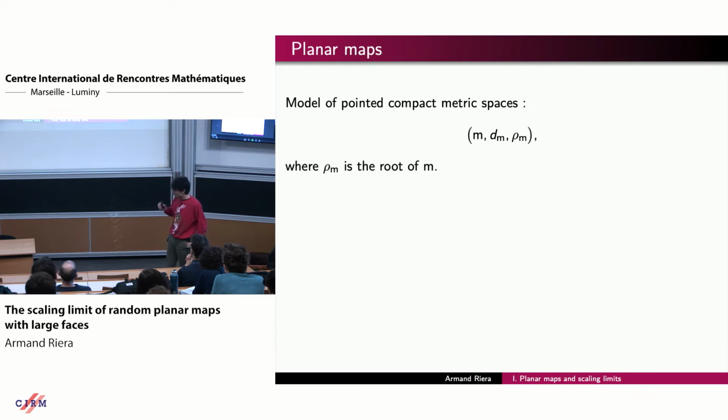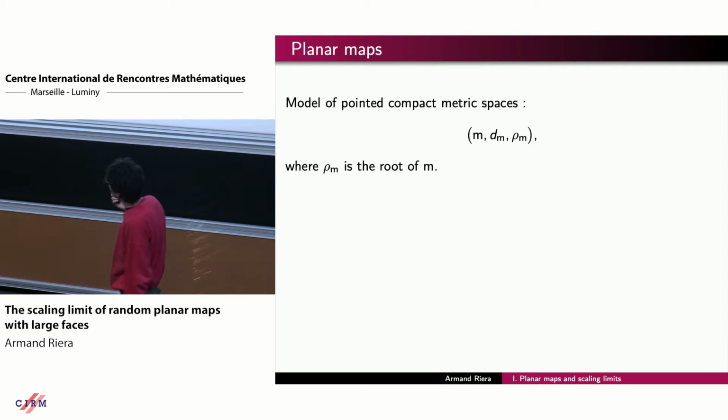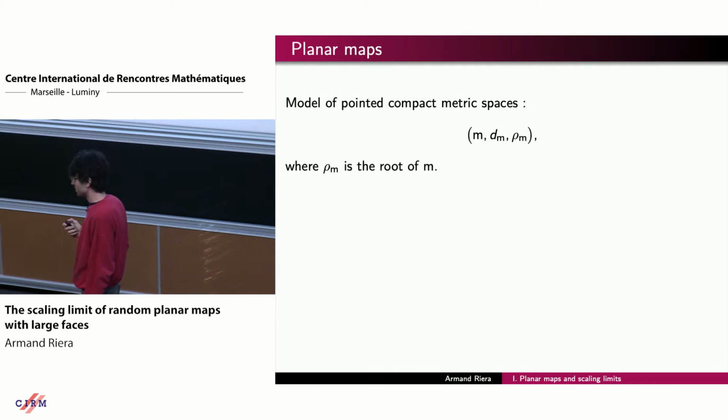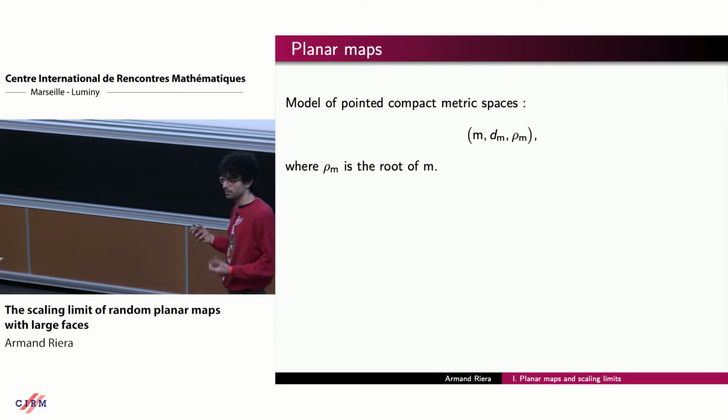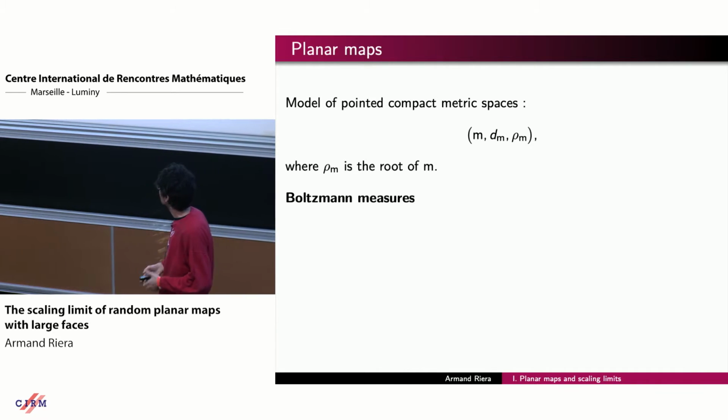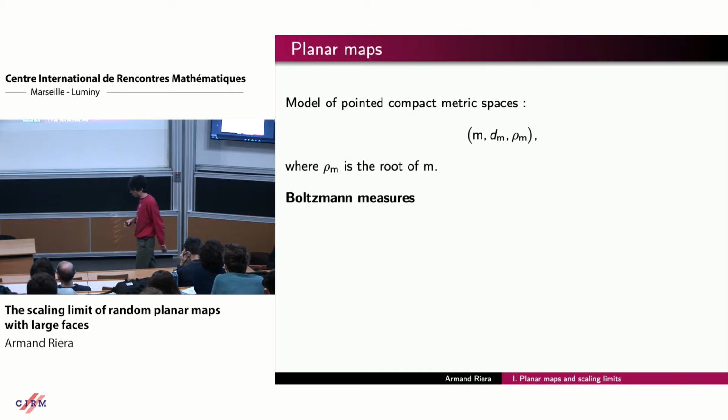The reason why I'm interested in planar maps, or one of the reasons, is because they are models of compact metric spaces. If you take a planar map, the set of vertices with the graph distance and the root, you have a pointed metric space. And as the set of planar maps is discrete, we can define nice probability measures on this space. The ones I'm going to consider are Boltzmann measures that we have already seen.